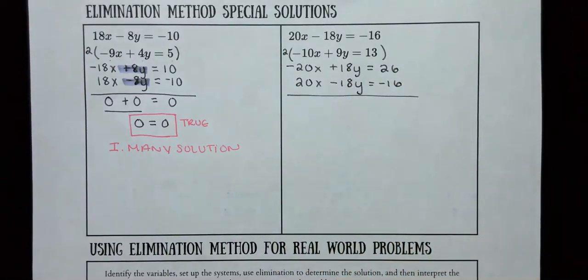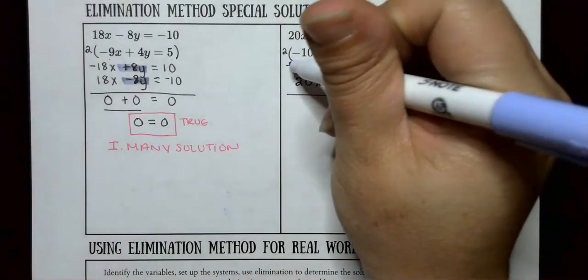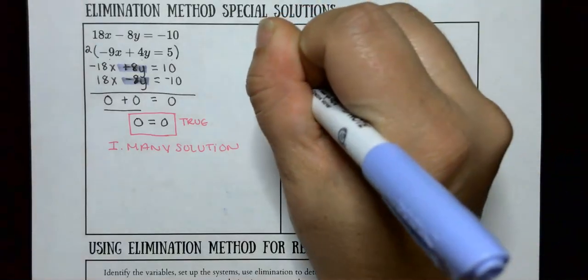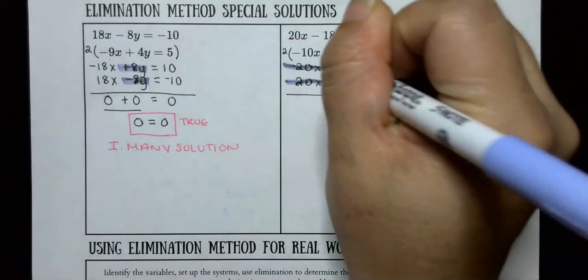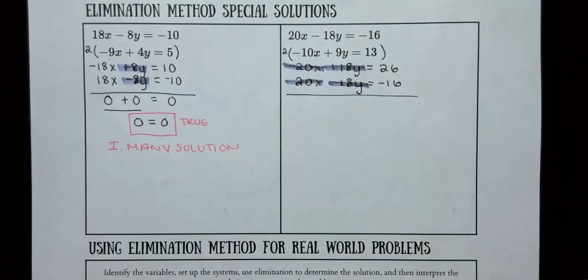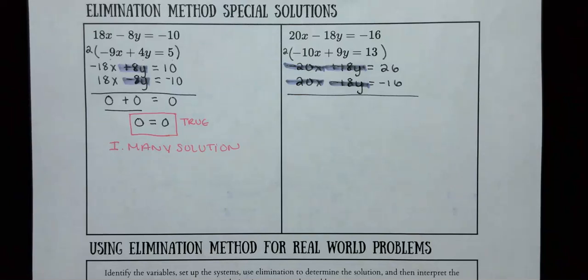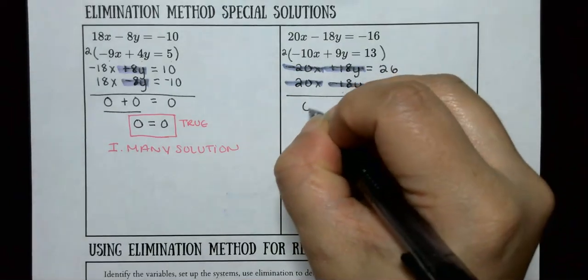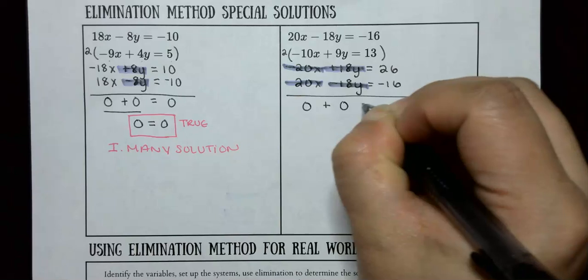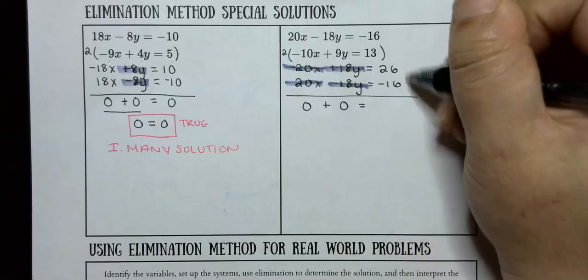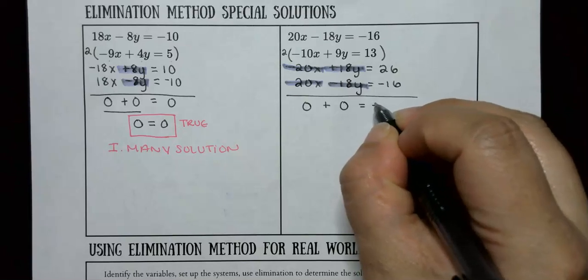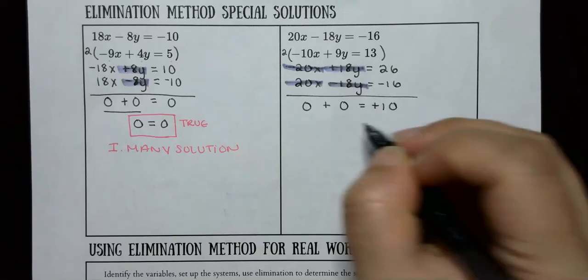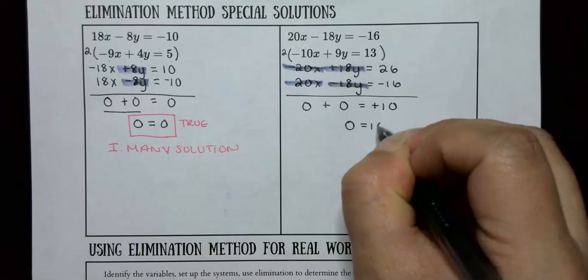Now, once it's stacked, you're going to see the positive and negative 20. This is going to eliminate. You're going to see the positive and the negative 18. These are going to eliminate. So we have zeros on the left side. So this is 0 plus 0 is equal to, this is not 0. Oh, positive 10. So we have 0 is equal to 10.